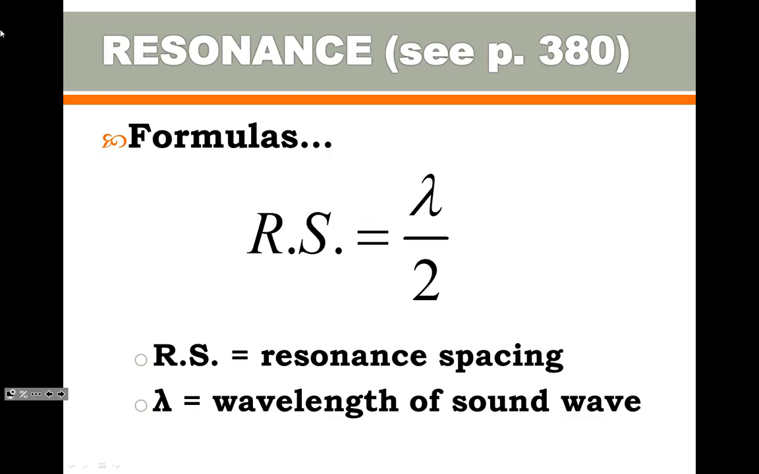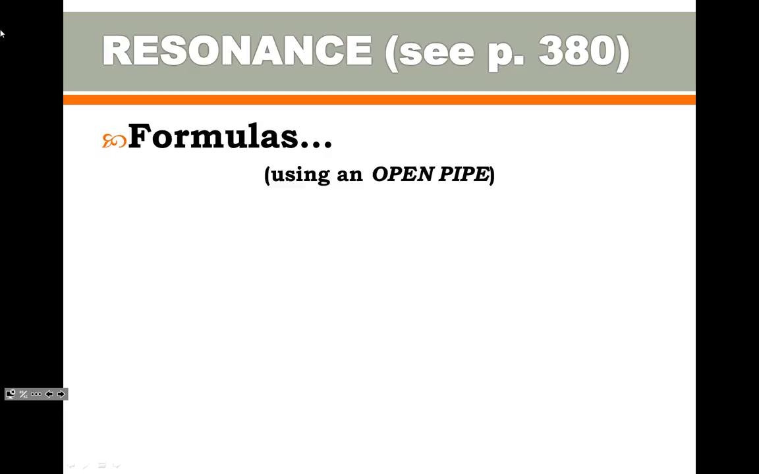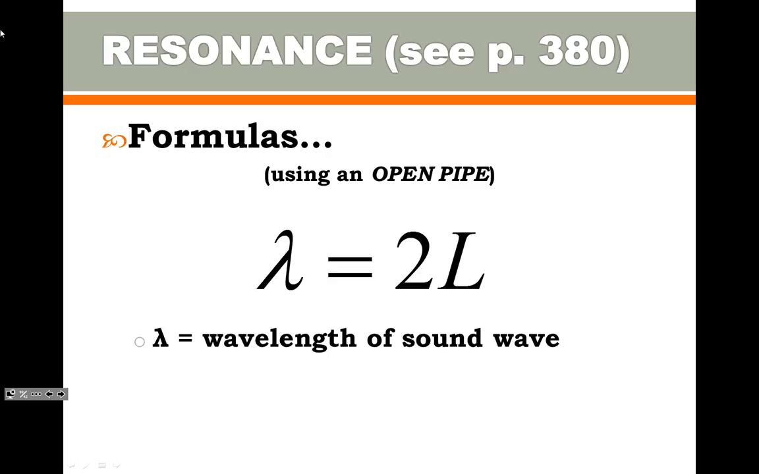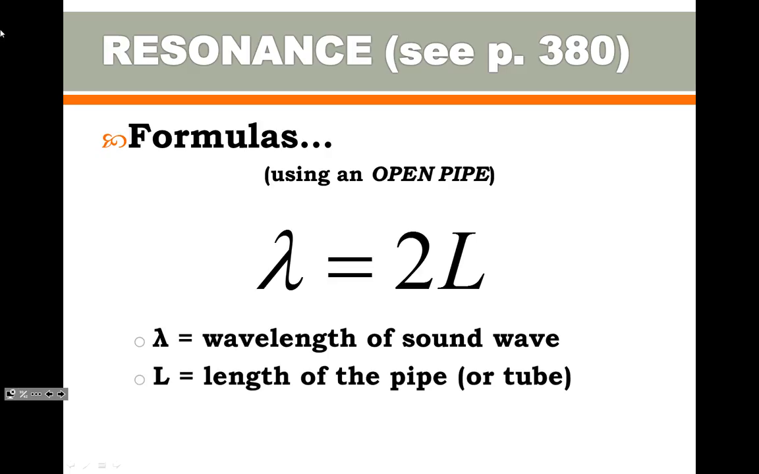All right. Another one here is for open pipes and closed pipes. It depends on if you have an open pipe at the end, because it's going to be harder for the waves to bounce back with an open end versus a closed end where it will echo off and come back. So for an open pipe, it's a little bit different. Just move things around. Your wavelength is equal to 2 times the length of your pipe, or your tube, whatever you're using.